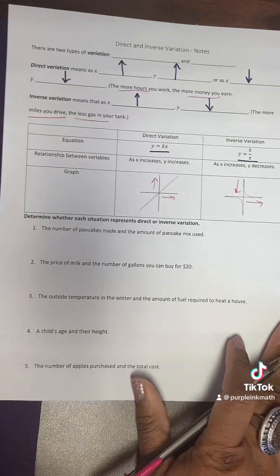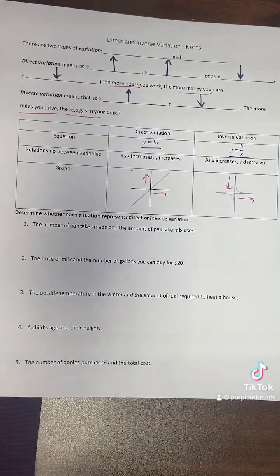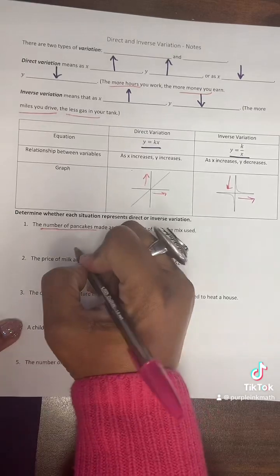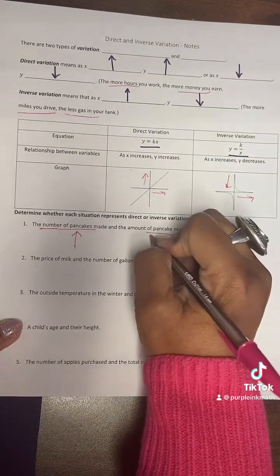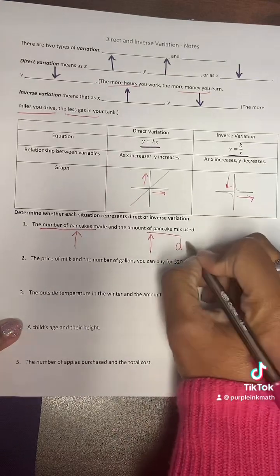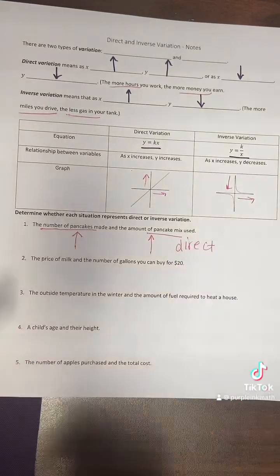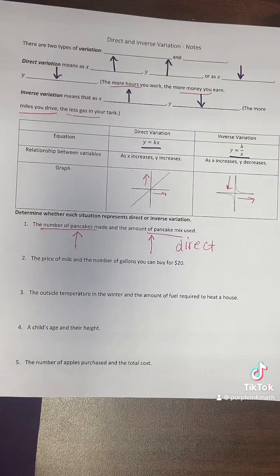So here's some real life examples of variations. So number one, the number of pancakes made and the amount of pancake mix used. So of course, the more pancakes I make, so as that is increasing, the amount of pancake mix I'm using is also increasing. So that would be a direct variation.